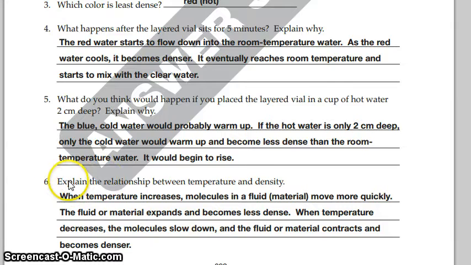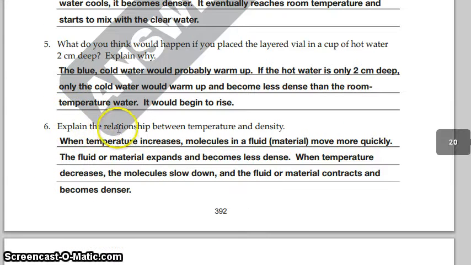And finally, that last question there, explaining the relationship between temperature and density. When temperature increases, molecules in a fluid or material move more quickly. The fluid or material will expand and become less dense, causing it to rise up or float on top of another object. When the temperature decreases, the molecules will slow down, causing them to contract and become denser, heavier, and allowing them to sink or remain lower in a fluid.